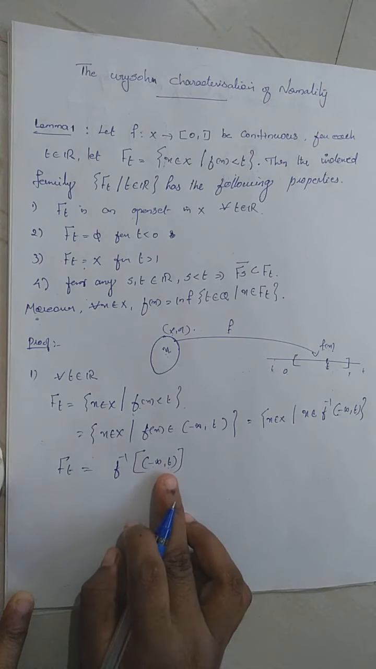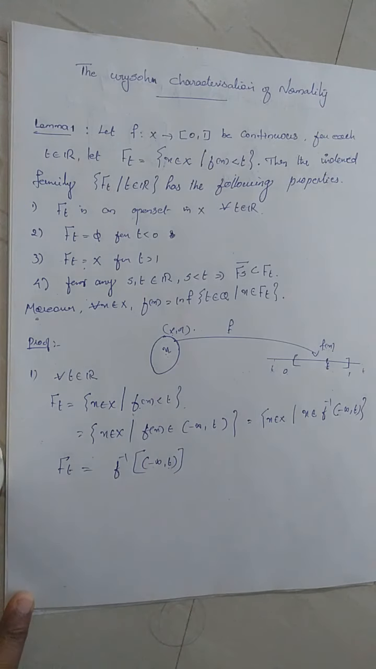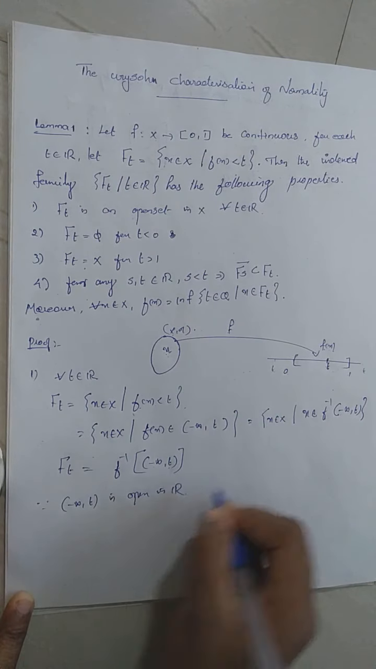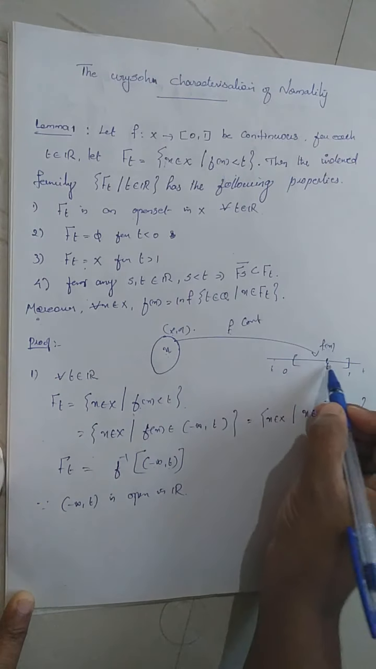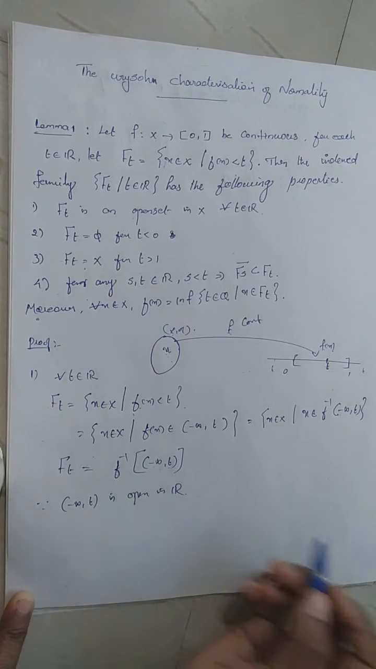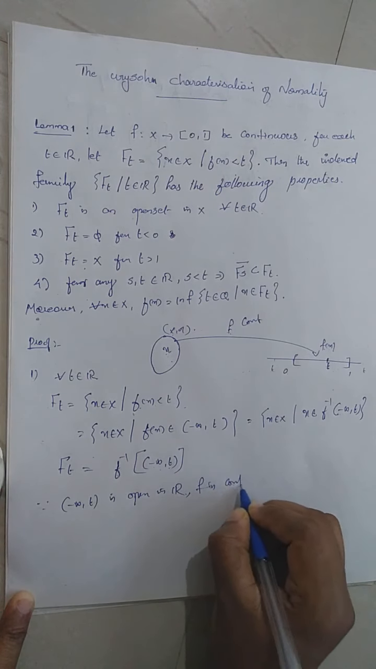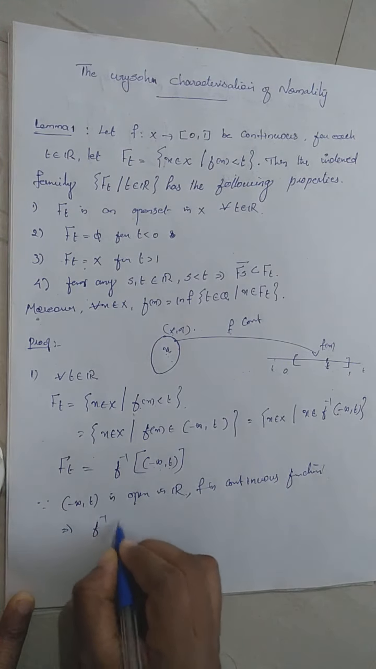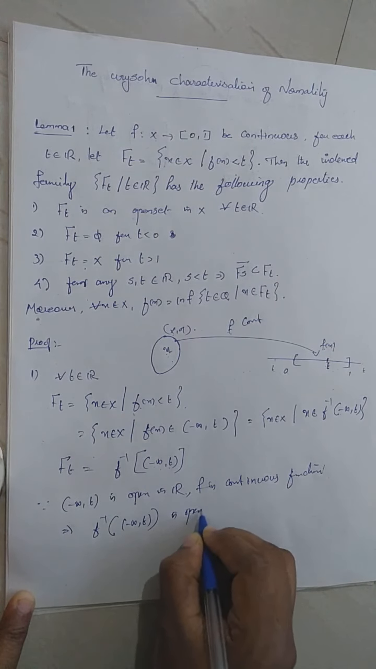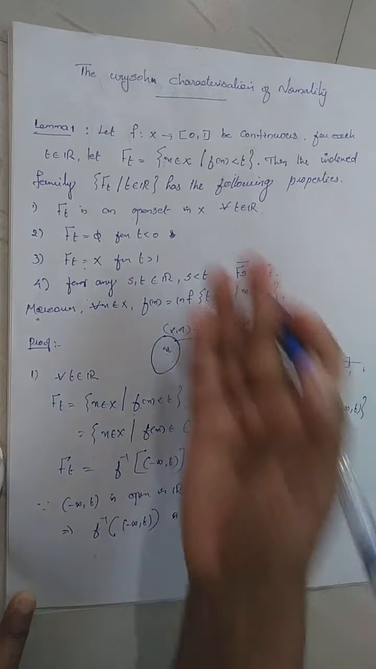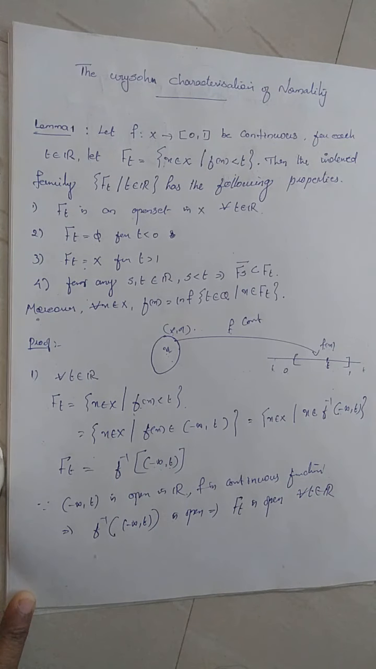And what is this interval? The open interval minus infinity t is an open set in the real line. Since the interval minus infinity t is open in R, and we know f is a continuous function, the inverse image of an open set must be open in X. So f continuous implies its inverse image must be open. f inverse of minus infinity t is open, which implies ft is open. This is true for every t in R. So we proved the first property: if you define ft like this, then each ft is an open subset of our domain capital X, for every t in R.